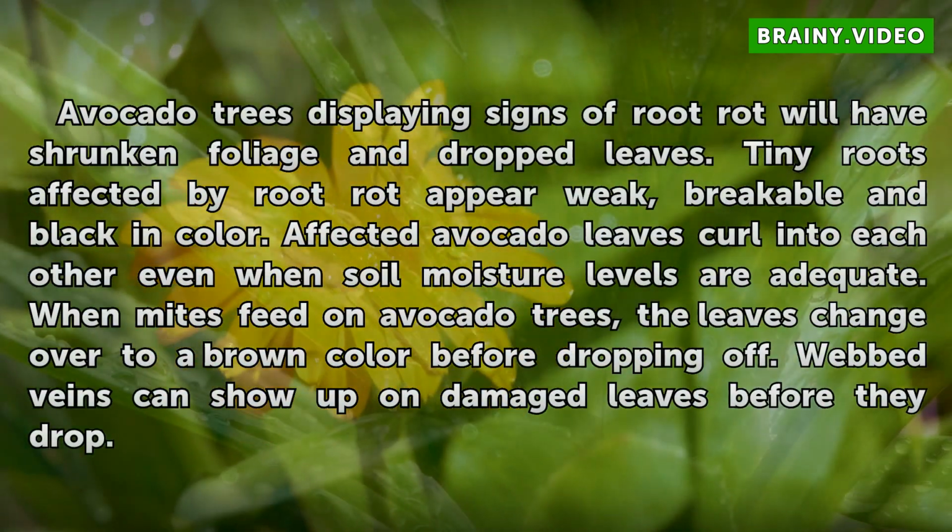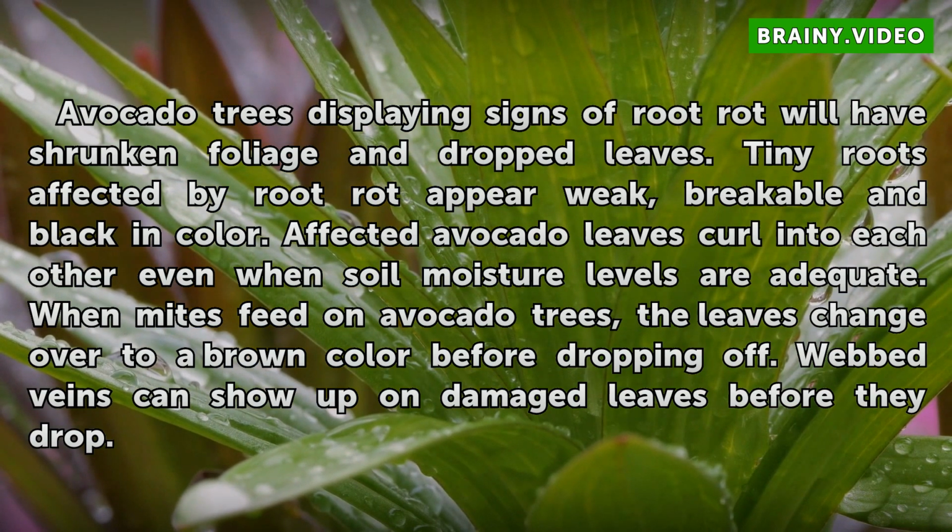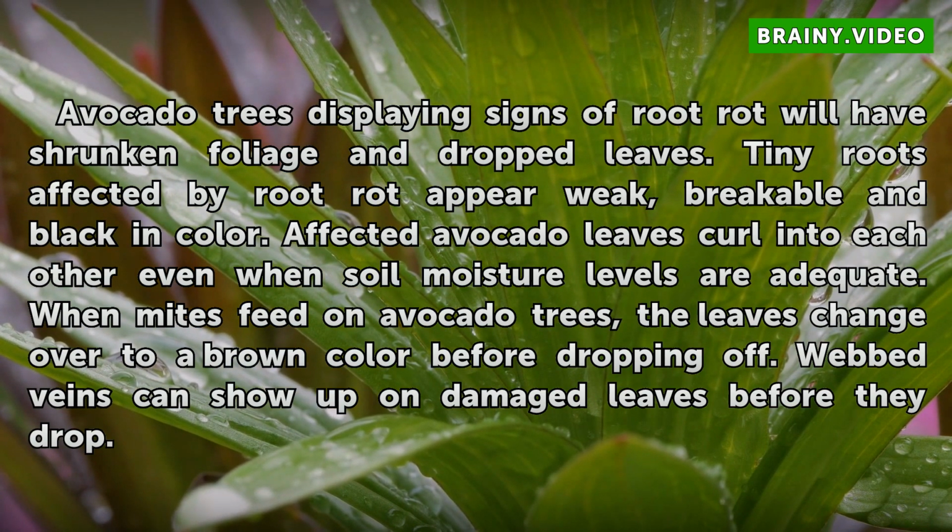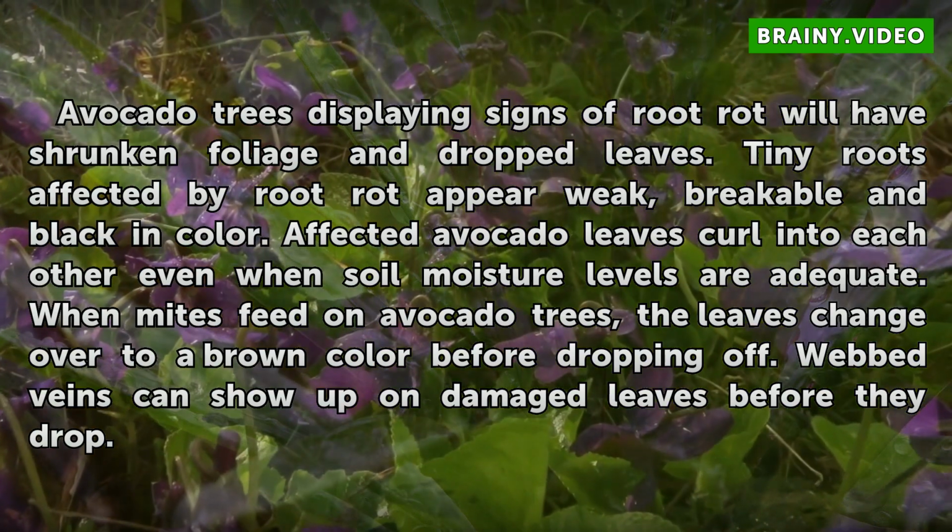Avocado trees displaying signs of root rot will have shrunken foliage and dropped leaves. Tiny roots affected by root rot appear weak, breakable and black in color. Affected avocado leaves curl into each other even when soil moisture levels are adequate. When mites feed on avocado trees, the leaves change over to a brown color before dropping off. Webbed veins can show up on damaged leaves before they drop.